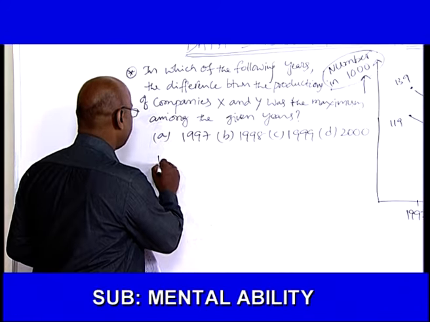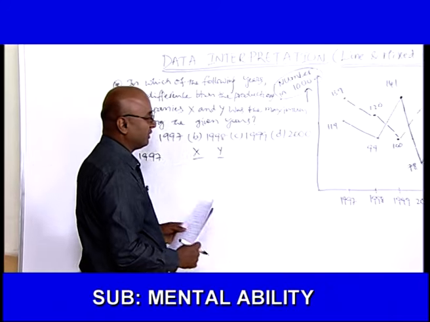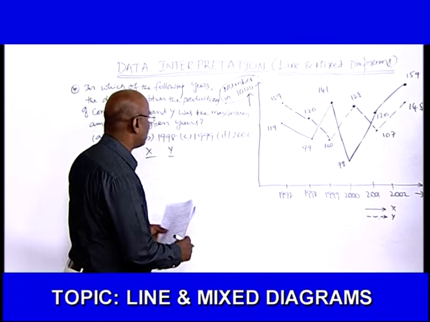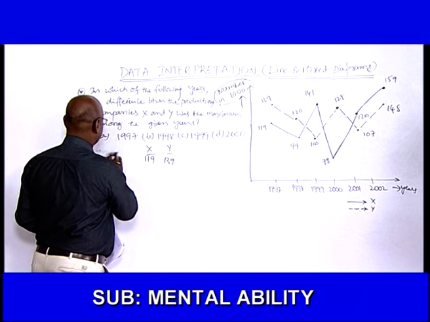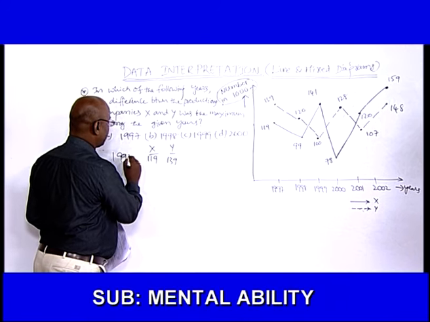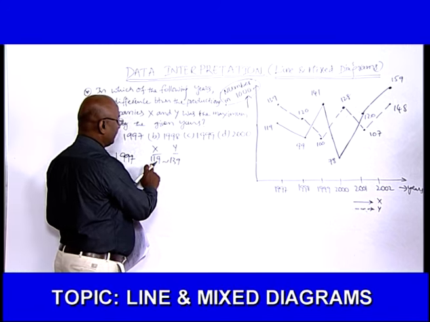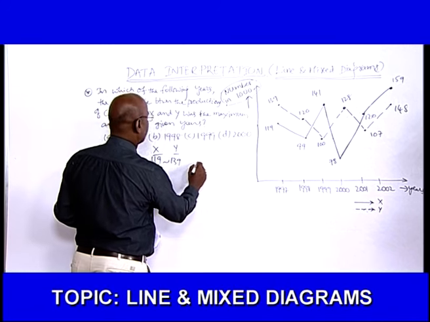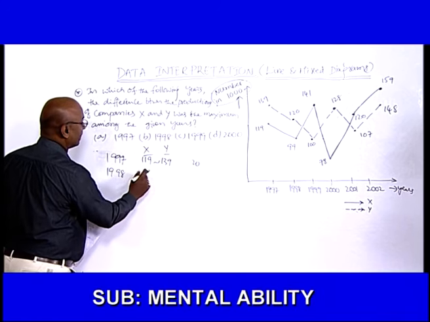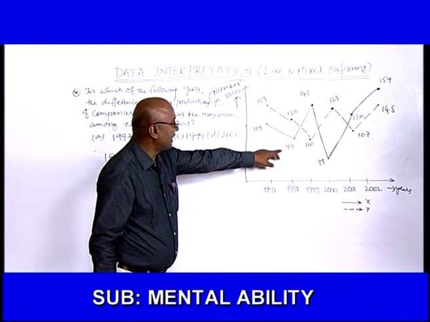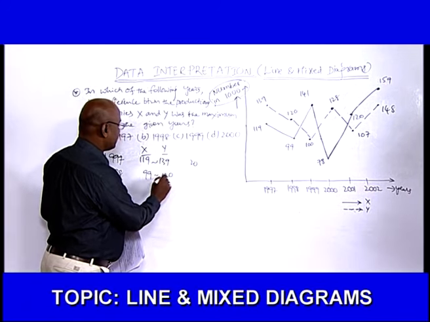So in the year 1997, company X's production is 119 and company Y's production is 139. So the production difference in the year 1997 is 139 minus 119, that is 20, so 20,000. And in the year 1998 company X production is 99 and company Y production is 120. So the difference is 21.